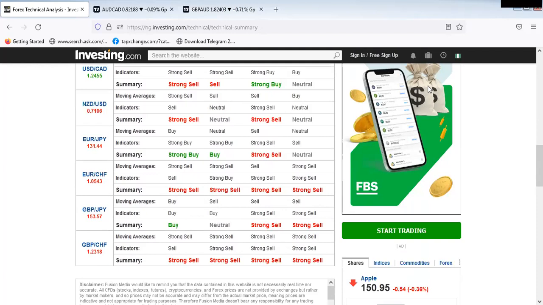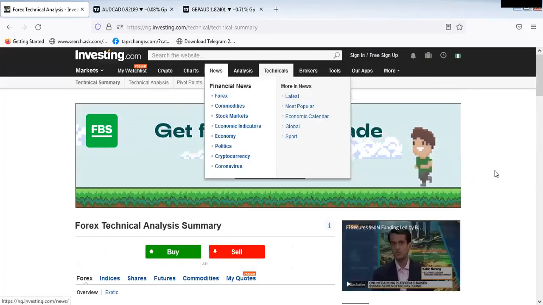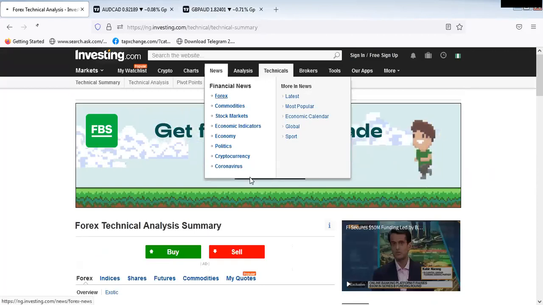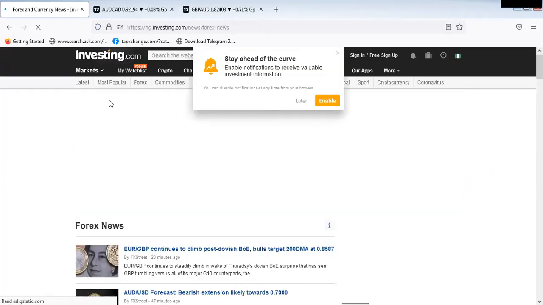Now, another section, please, you can also play with it on your own. About is the news. If you come here, you click on Forex News. This is where you get news of the latest happenings.